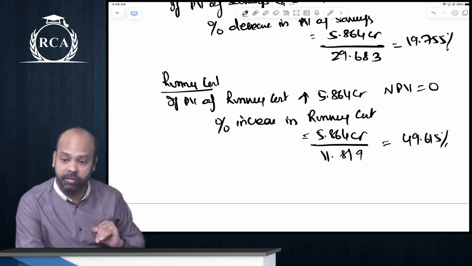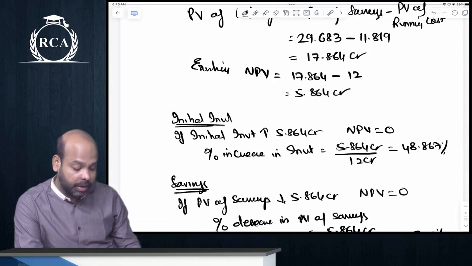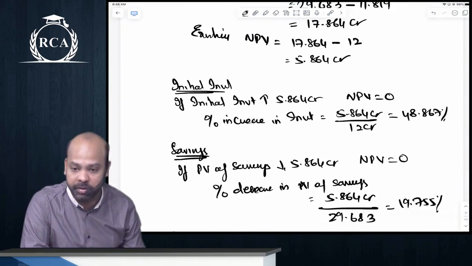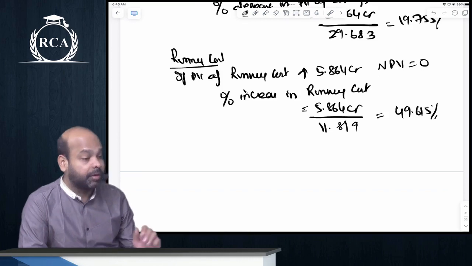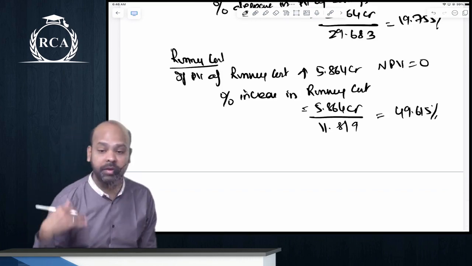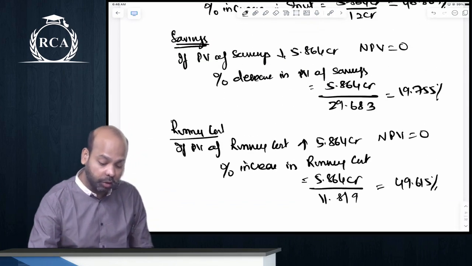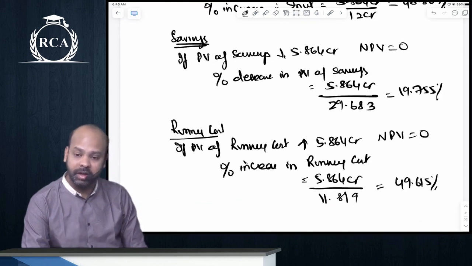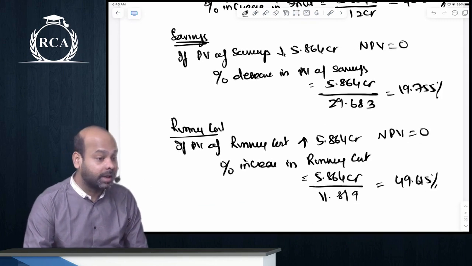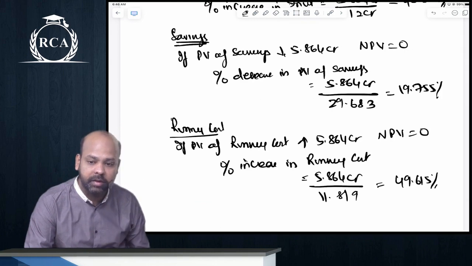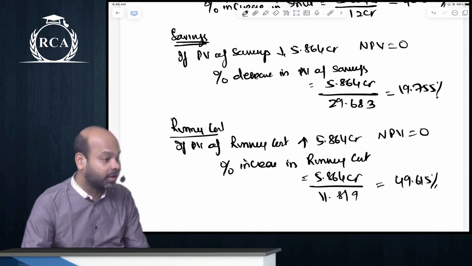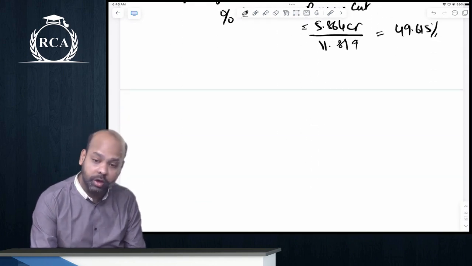Is it initial investment? In initial investment, beta, we have a buffer of 48.867%. In running cost we have a buffer of 49.615%. But in savings we have a buffer of only 19.755. So what will cause the highest damage? Savings. That is why you will say savings is the most sensitive factor. What we did earlier was the opposite, beta.